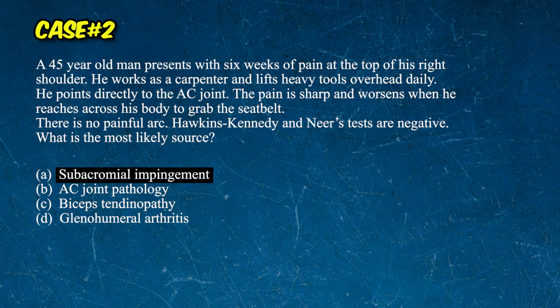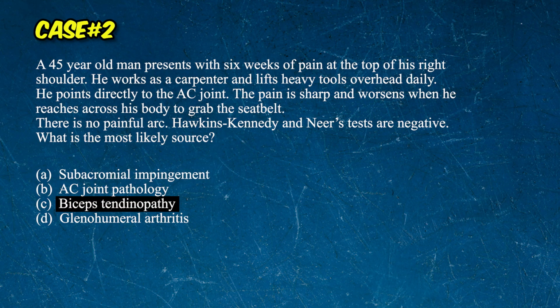The correct answer is B, AC joint pathology. Let's break it down. Option A, subacromial impingement. This is the default diagnosis many new grads use for any shoulder pain. But look at the clues. He points directly to the AC joint on top of the shoulder, not the lateral deltoid area. There is no painful arc. Hawkins, Kennedy, and Neer's tests, your classic impingement tests, are negative. If it were subacromial impingement, these tests would be positive. They are not. So it's not impingement.